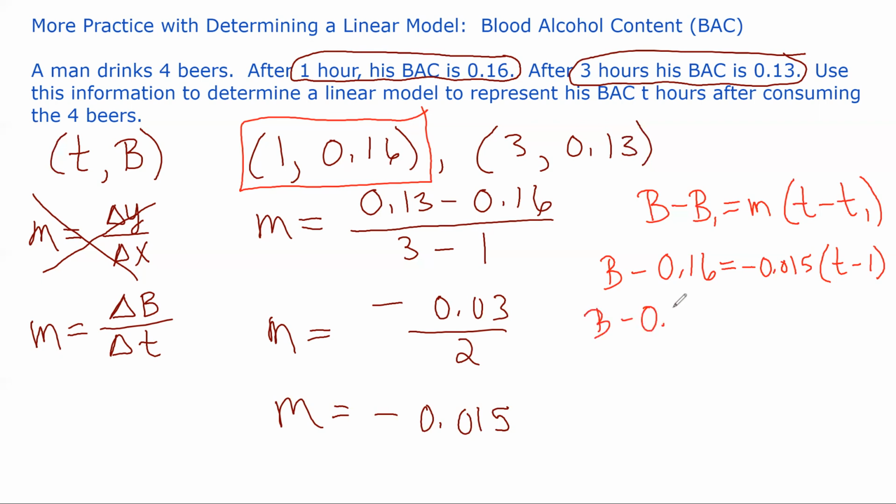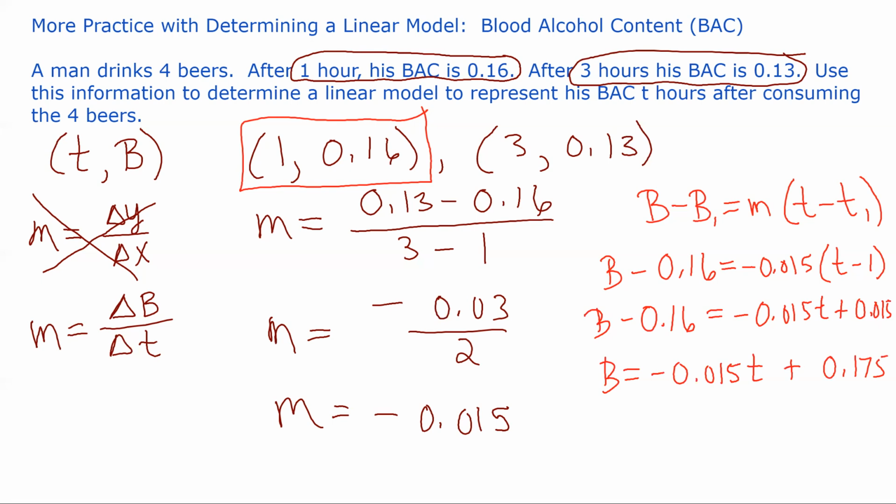Distributing, and watch your operations. And then solving for B by adding. So we have positive 0.015 plus 0.16, which gives us a positive 0.175.